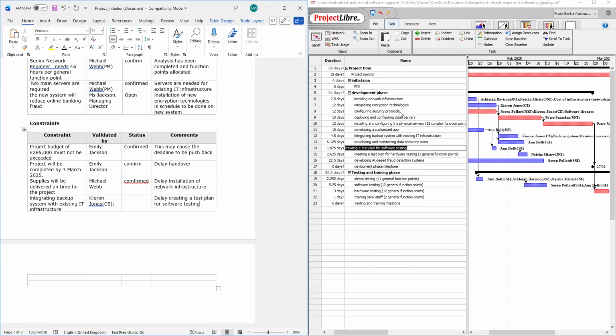Look at this. Configuring security protocol can affect deployment and configuration of cloud and installation and configuring that. So that's how you think. It can affect it, and whoever is working on it is responsible for the validation. And I'm going to say this one is confirmed because it will happen.